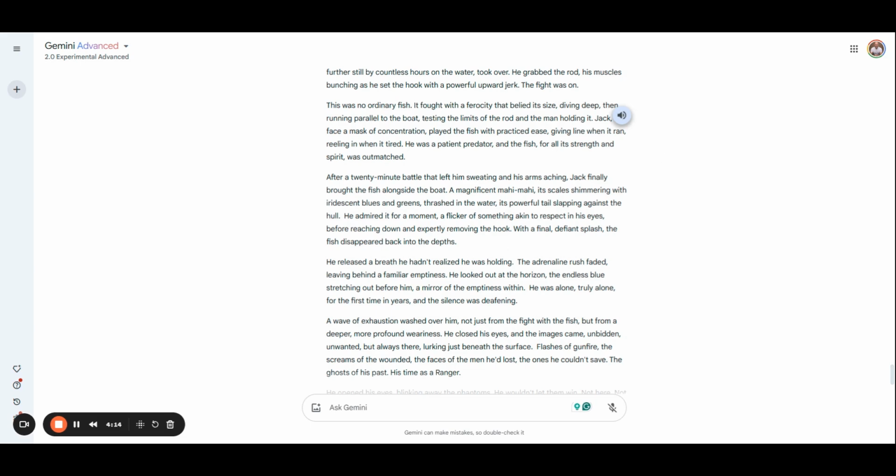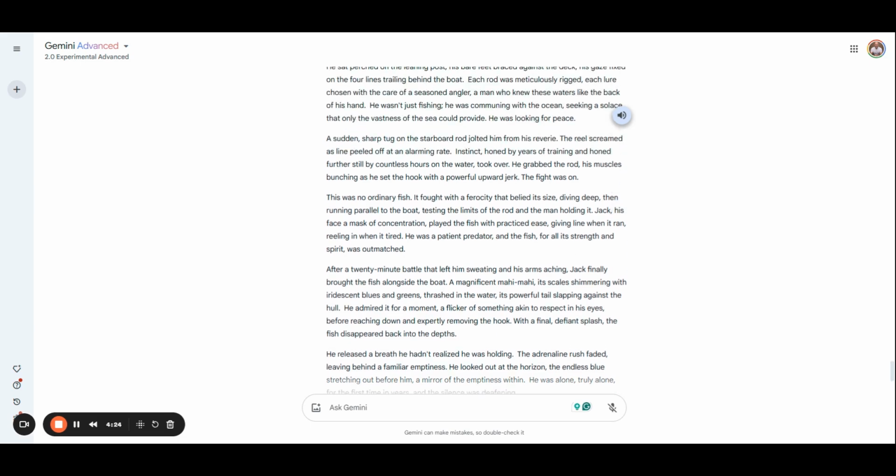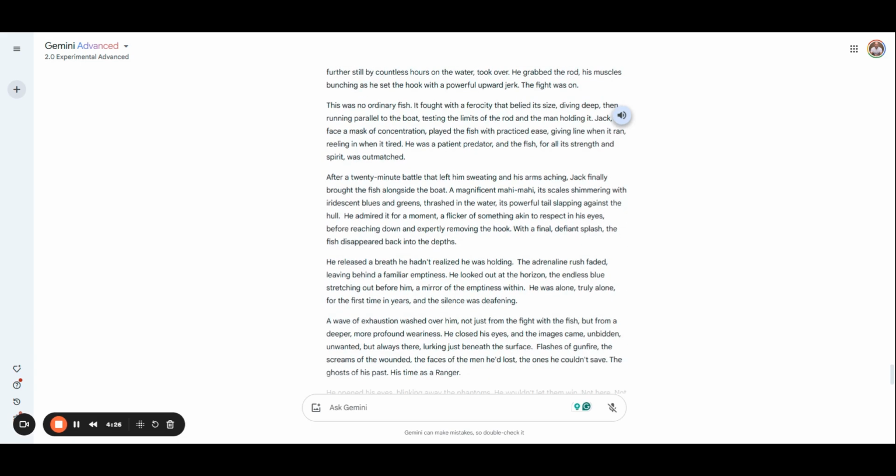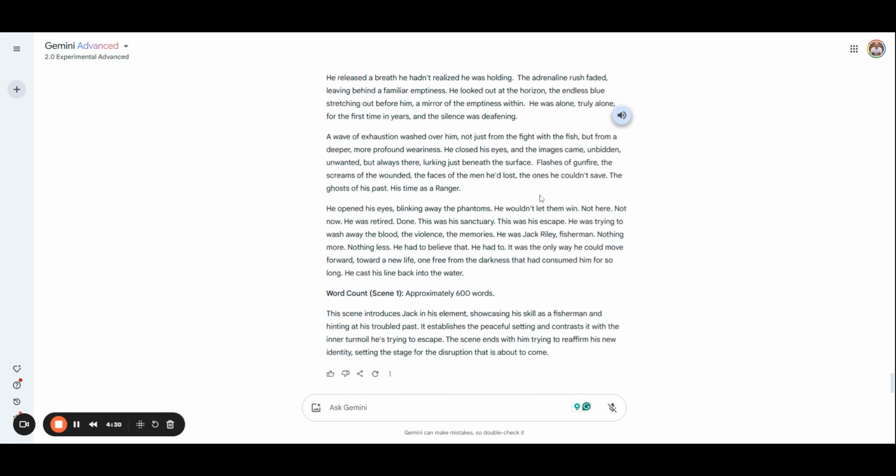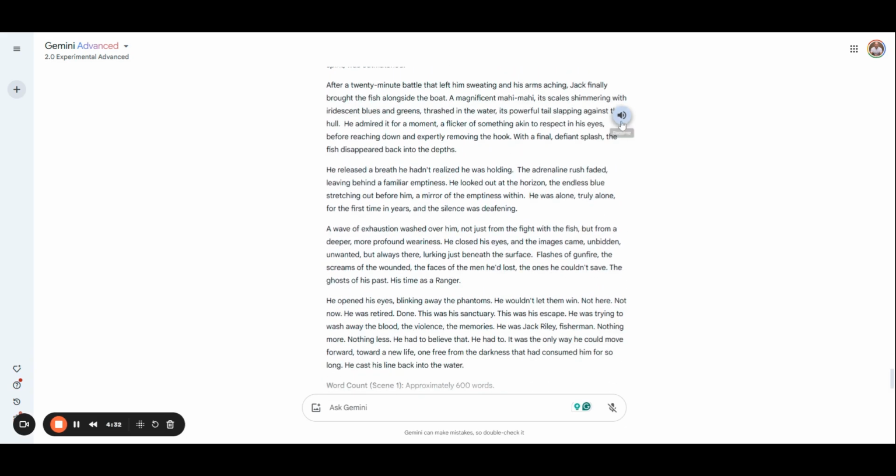I'm not a fisherman. I like to be on boats, be on the water, but I could take it or leave it with fishing. However, this scene so far, which is about fishing, has kept me interested. So let's finish out this scene just so you can get a complete sense of what this AI can do.